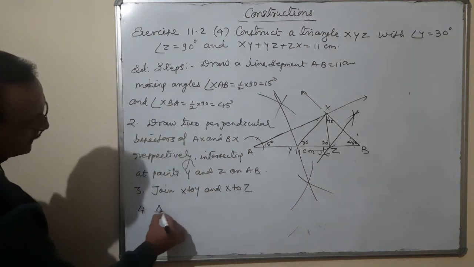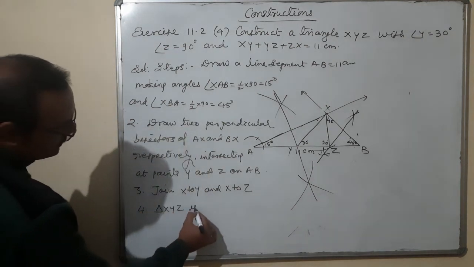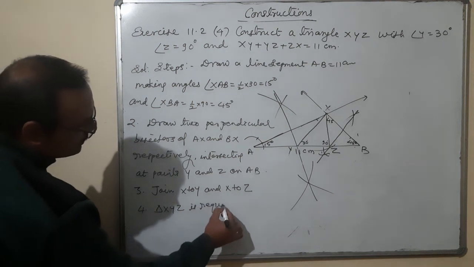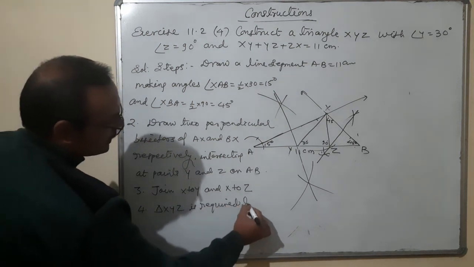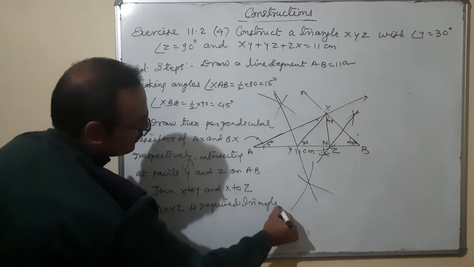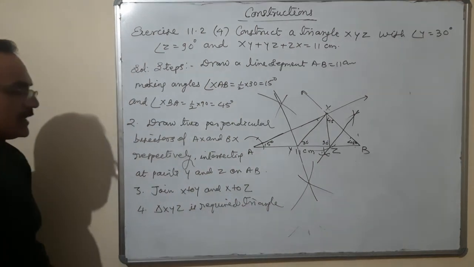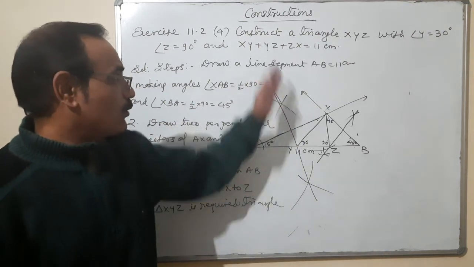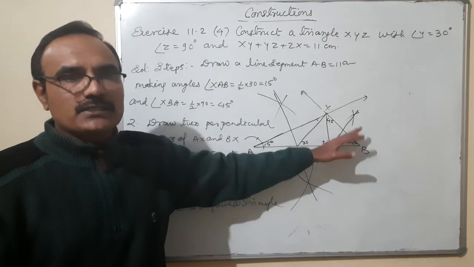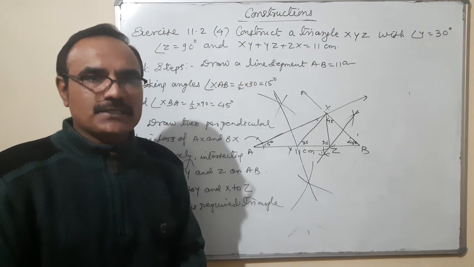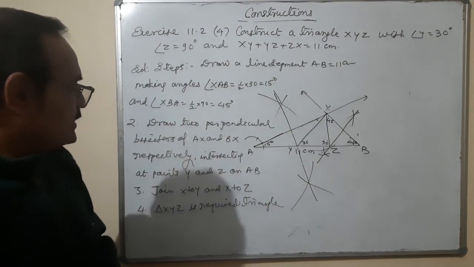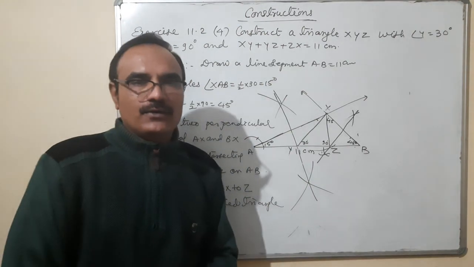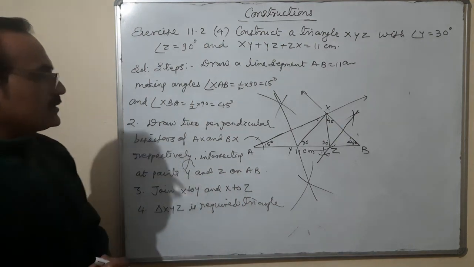So triangle XYZ is the required triangle. Why do we use the term required? That means whatever the conditions are, all the conditions are fulfilled with this triangle XYZ. So the triangle XYZ is the required triangle.